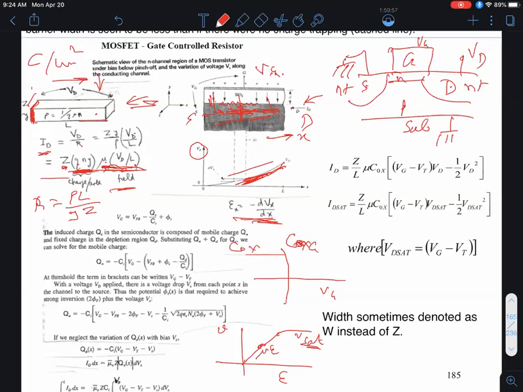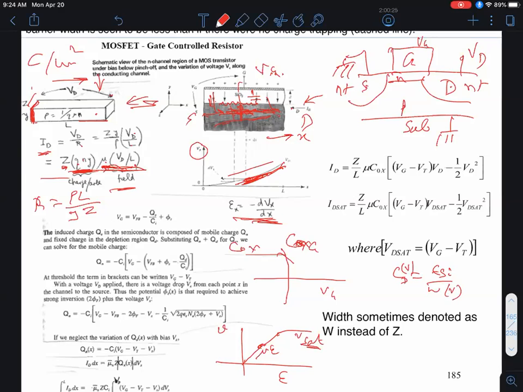So this is Cox or Ci. But then as the gate voltage becomes more and more positive, you start pushing away the holes, you start forming a depletion region, and the depletion region expands more and more. You now get a series combination of two capacitors. One is a Cox, which is fixed, and in series with the C depletion, which is given by epsilon silicon divided by the depletion width, which is voltage dependent.